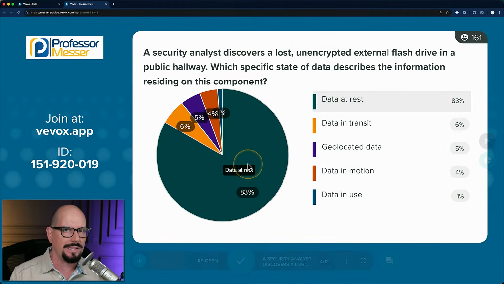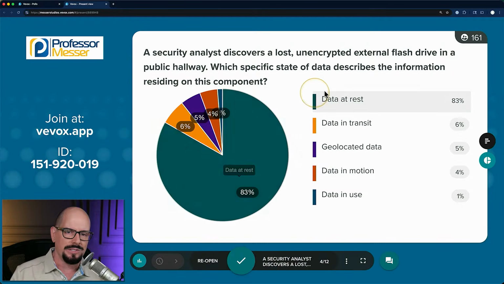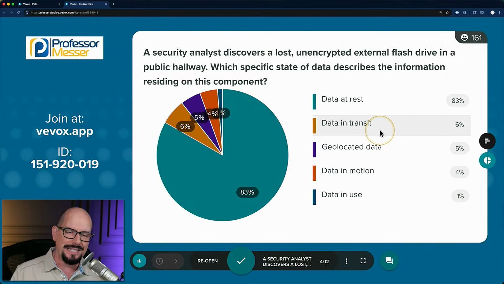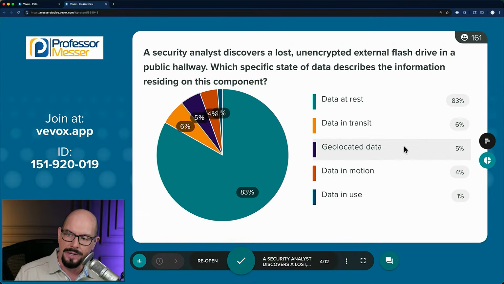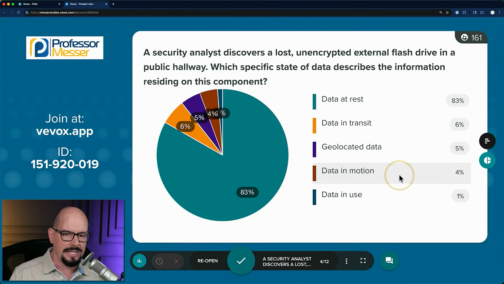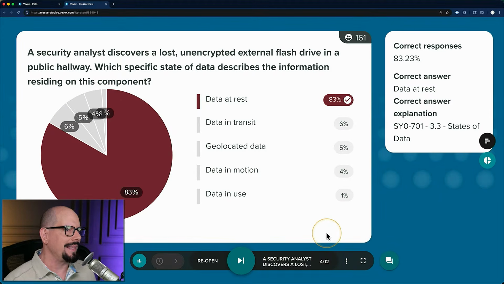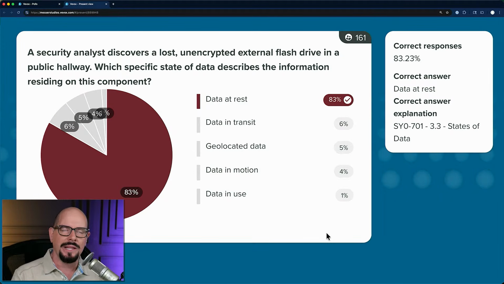Again, we had a big answer for this one. That was data at rest. 6% of you said data in transit, 5% of you said geolocated data, 4% said data in motion, and only 1% said data in use. Well, with 83%, I think data at rest is not only our popular winner, but it's actually the correct answer as well. That is the state of data associated with this.